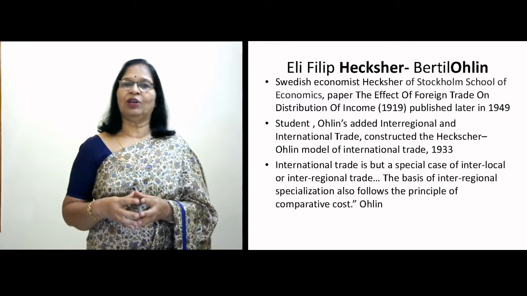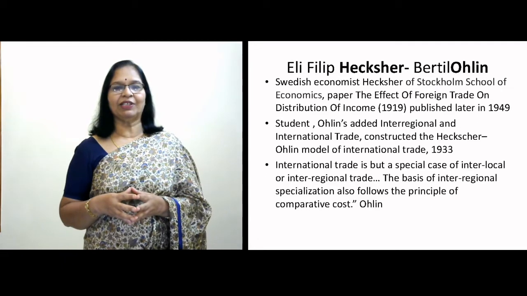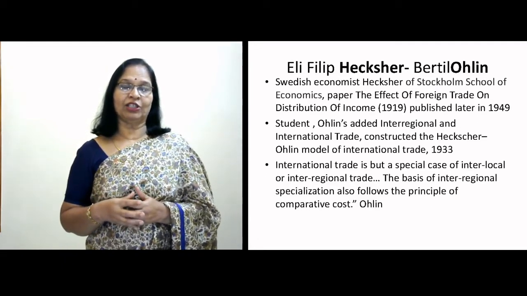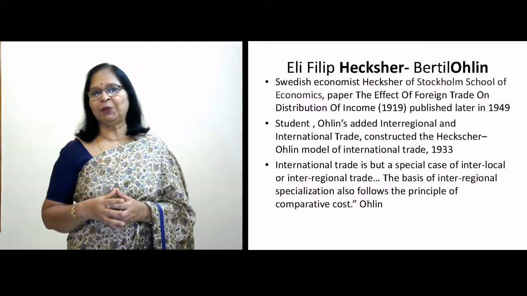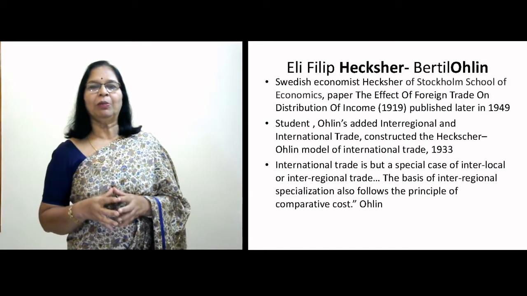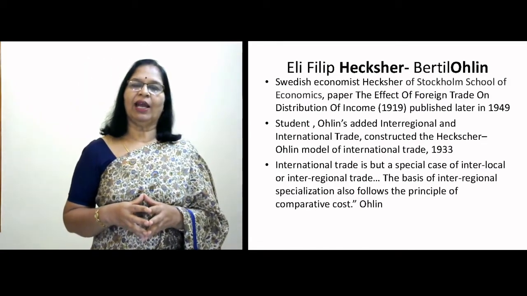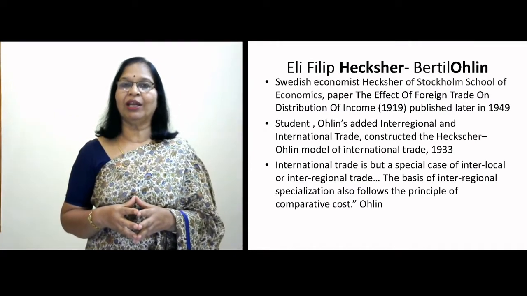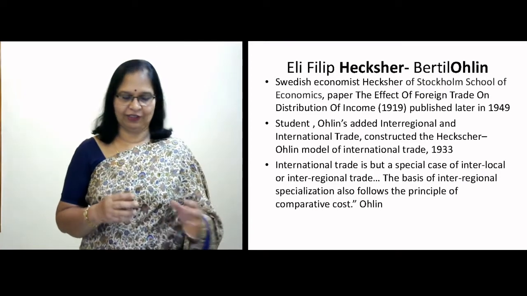Bertil Ohlin went on later to get his Nobel Prize in 1977 for his contribution to the theory of international trade and international capital movements, along with James Meade. Bertil Ohlin considered international trade an extension of interlocal or interregional trade because the basis of trade was comparative cost differences.